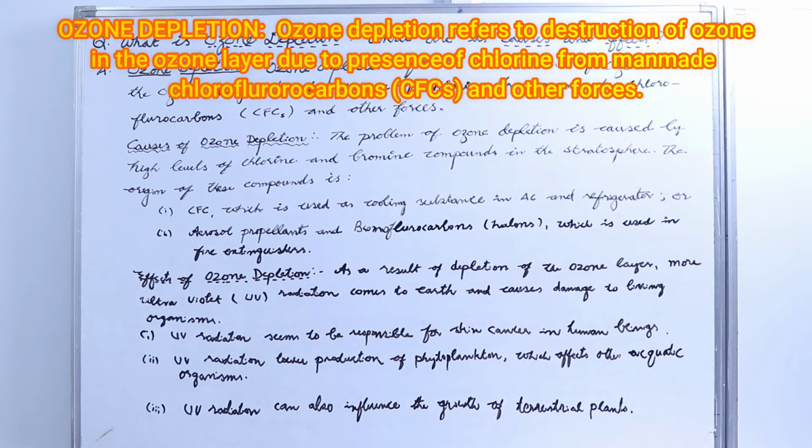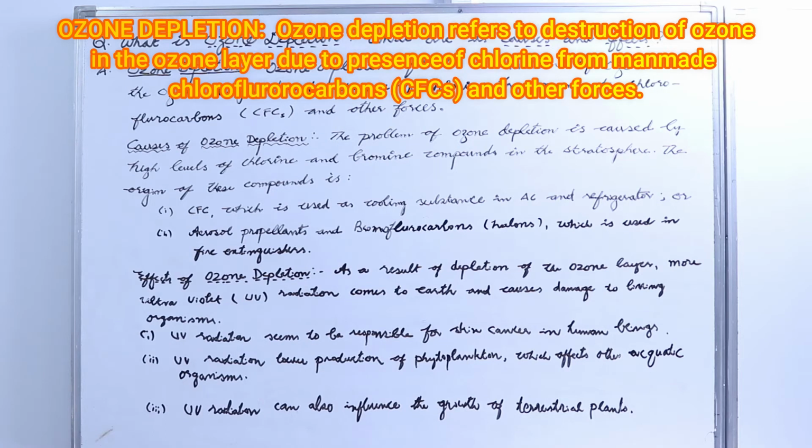Ozone depletion refers to destruction of ozone in the ozone layer due to the presence of chlorine, because we are putting so much chlorine in the atmosphere, from man-made chlorofluorocarbons, CFCs, and other forces.